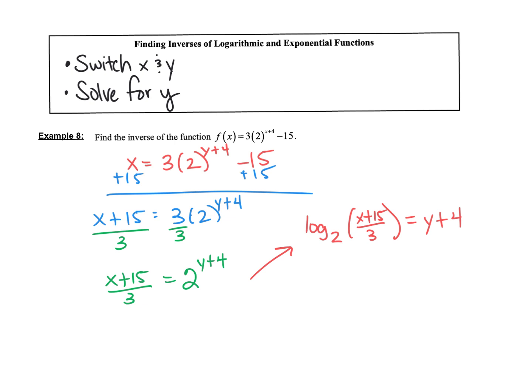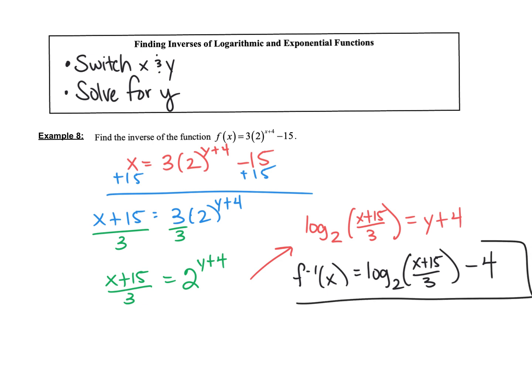Okay, and now to get the y by itself, what do you have left to do? Subtract 4. Remember, that's not subtracted inside that parenthesis. It stays outside that logarithm. So I'm going to go ahead, if it's all right with y'all, and just change my y to f inverse: log base 2, x plus 15 over 3, and then minus 4. And that is my inverse function.